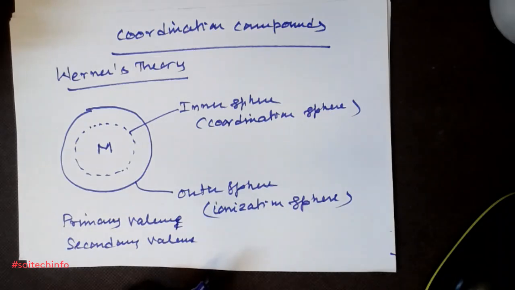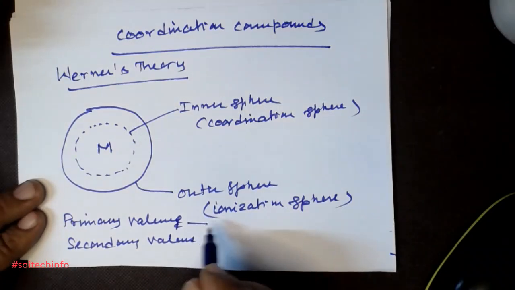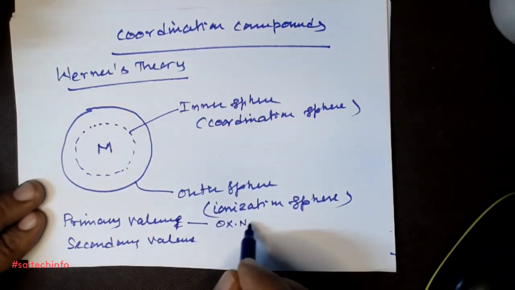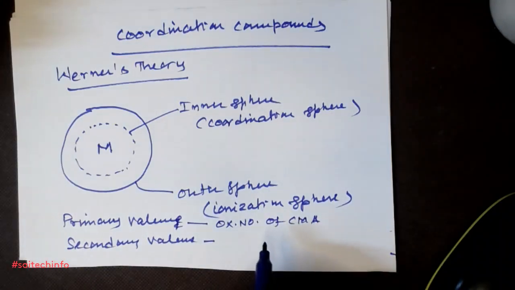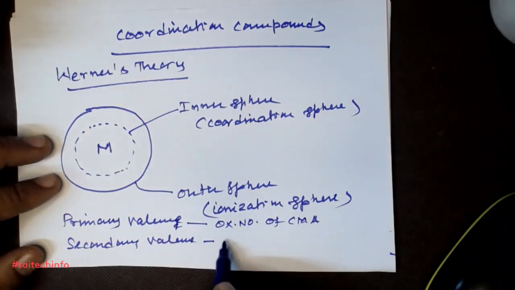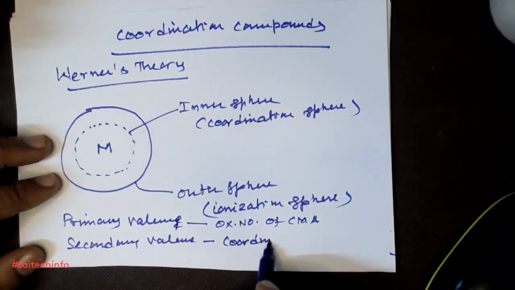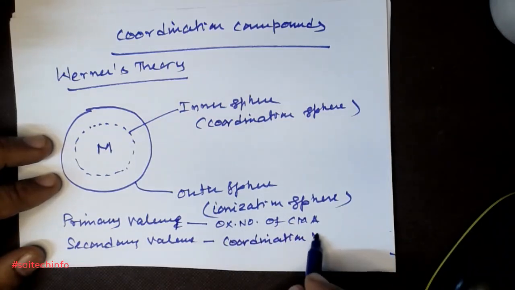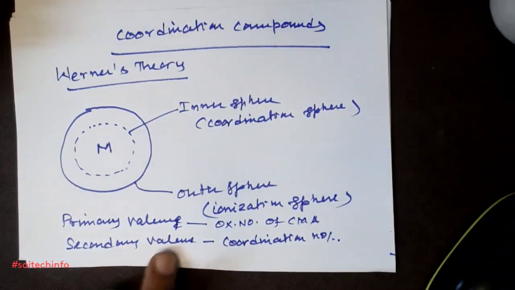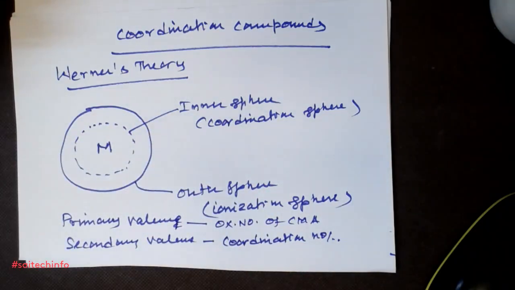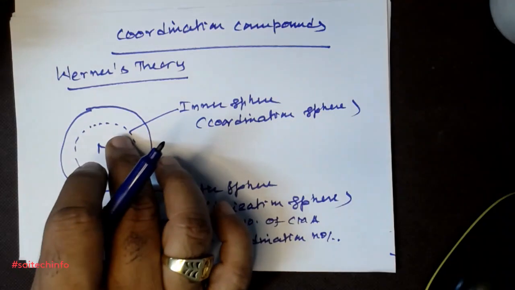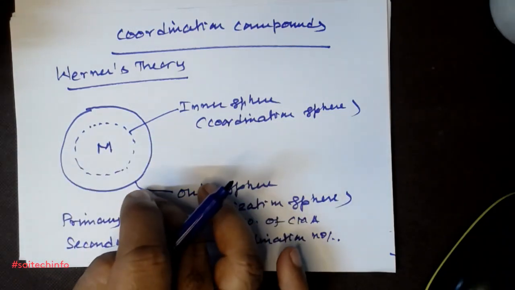So here the primary valency refers to the oxidation state of the central metal atom, the oxidation number of the central metal atom. Secondary valency is nowadays represented as the coordination number. In fact, this secondary valency is involved in the inner coordination, so it is not so easily ionizable, whereas the primary valency outside is ionizable.